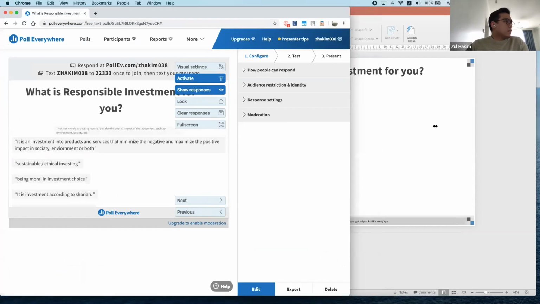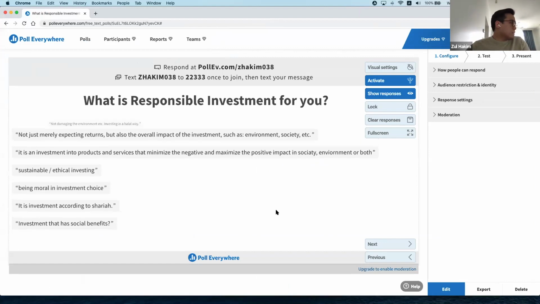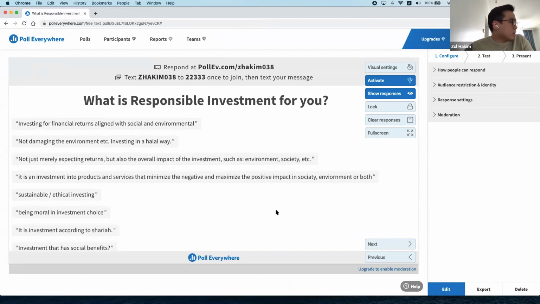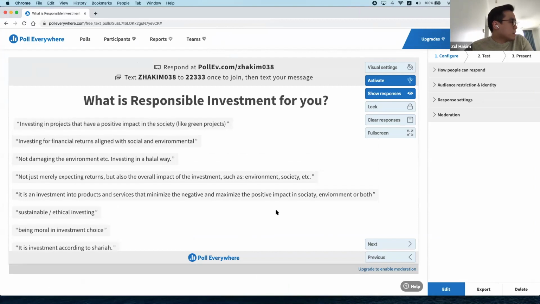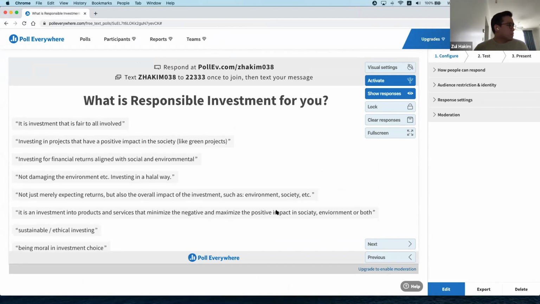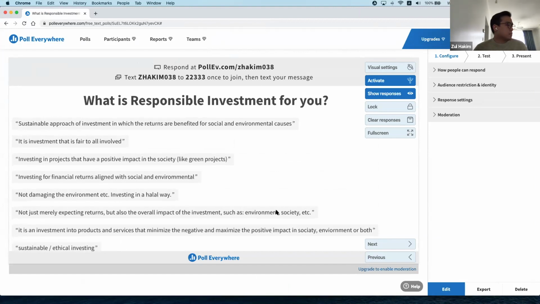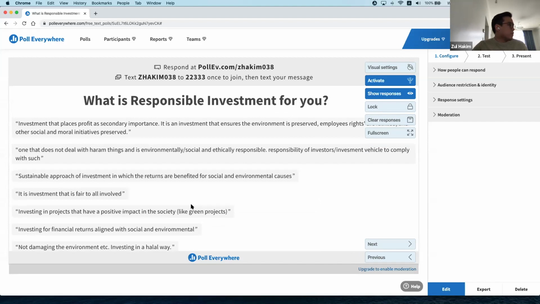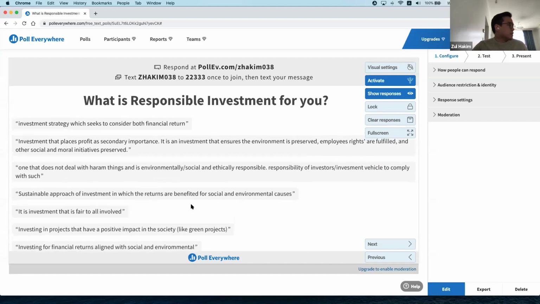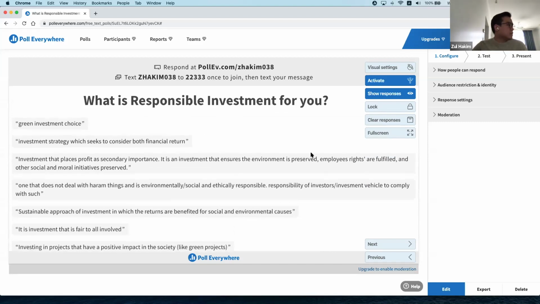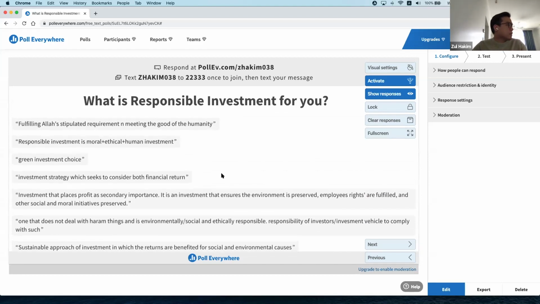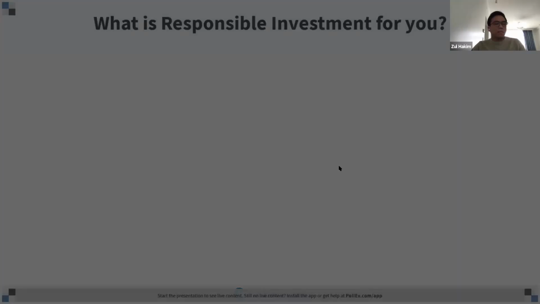Okay, so now the results have started coming in. So there's a few here. Some of us say that it is investment that has social benefit, investment according to Sharia, being moral in investment choice, sustainable ethical investment. It is an investment into products and services that minimize the negative and maximize the positive impact in the society, not damaging the environment, investing the halal way, investment that places profit as secondary importance, responsible investment, moral, ethical, human investment, fulfilling Allah's stipulated requirement, and so on. Okay. Thank you very much for your response.